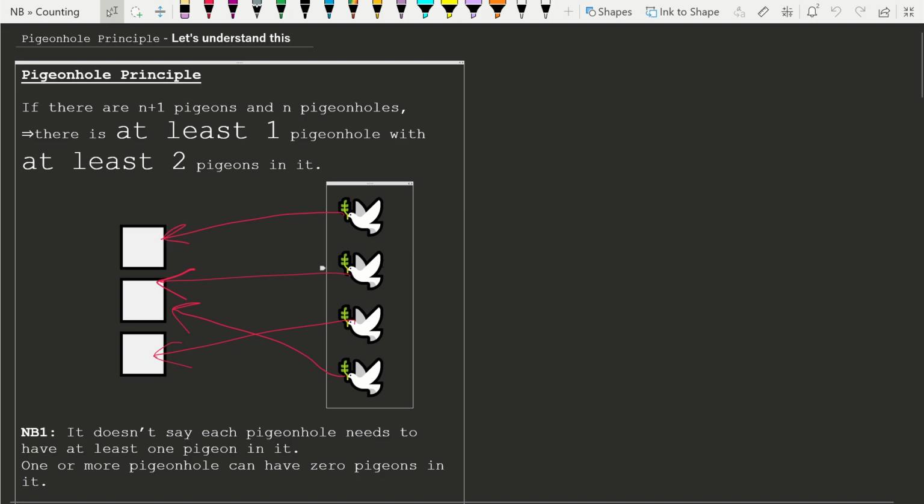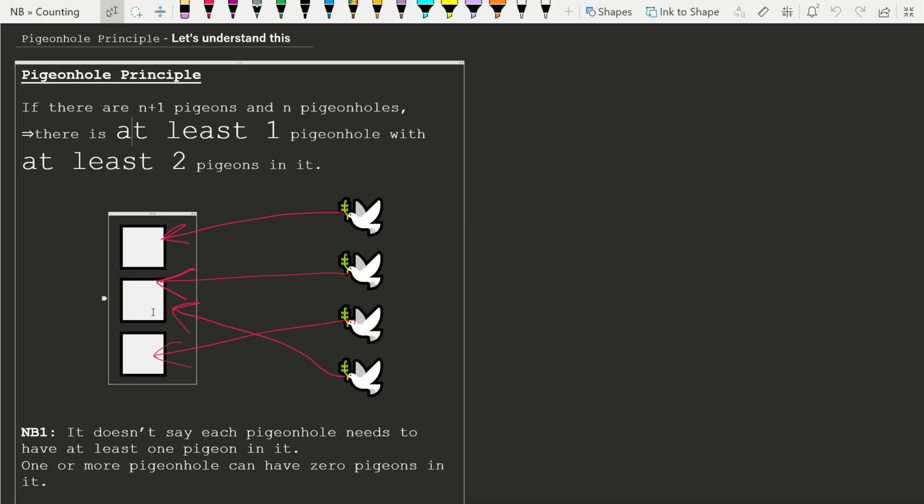There are 4 pigeons and only 3 pigeonholes. That's why there is at least one pigeonhole with at least 2 pigeons in it. Note that the statement doesn't say that each pigeonhole needs to have at least one pigeon in it. What it means is one or more pigeonholes can have 0 pigeons in it.